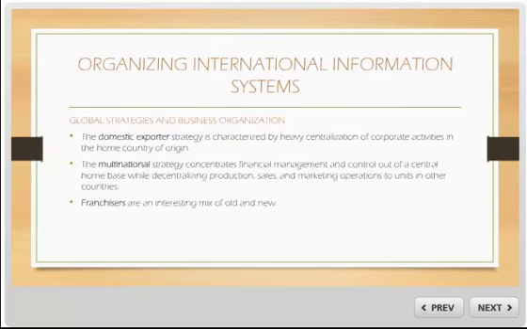Organizing international information systems: global strategies and business organization. Forming global strategies is the basis for global organizational structure. These are domestic exporter, multinational, franchisor, and transnational.